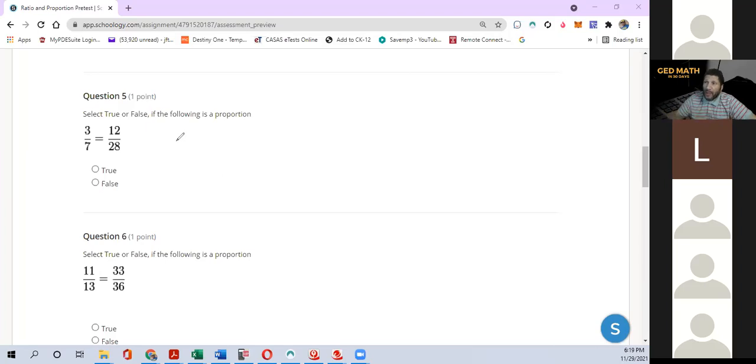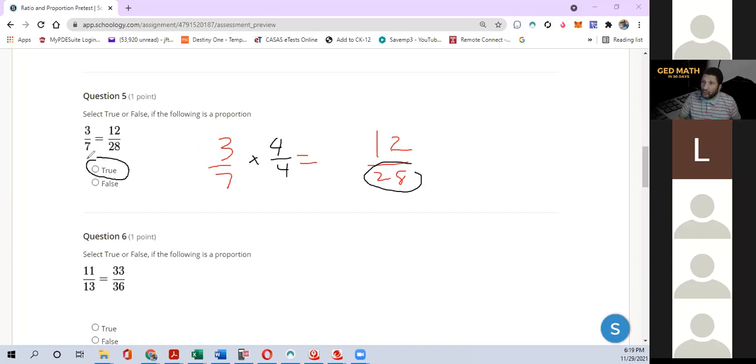Nope. Let me show you how. Remember, these are two fractions. Is 3/7 the same as 12/28? Very easy. What do I have to multiply 3 by to get 12? 4. Whatever I do to the top, I do to the bottom. 7 times 4 is 28. Then this is true. That is one way you could do it.